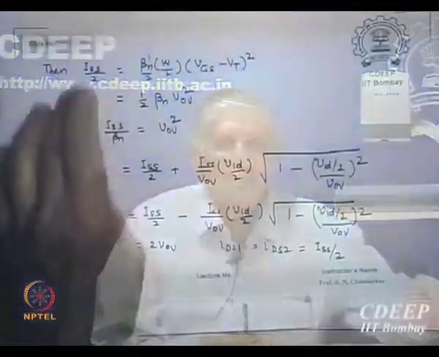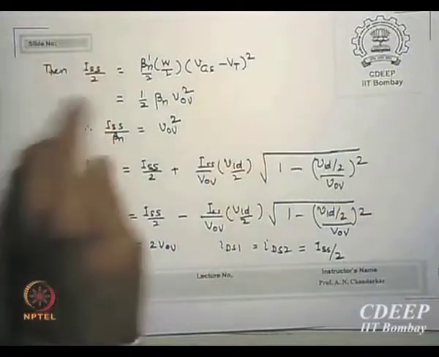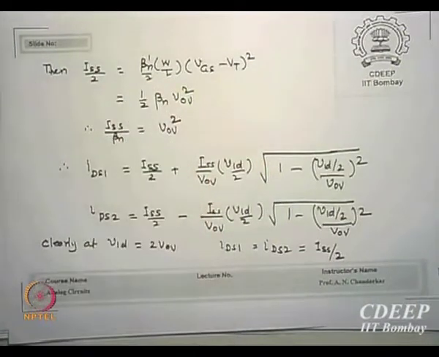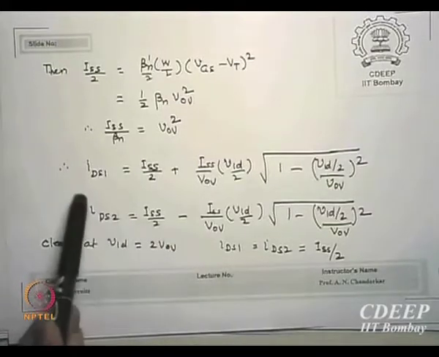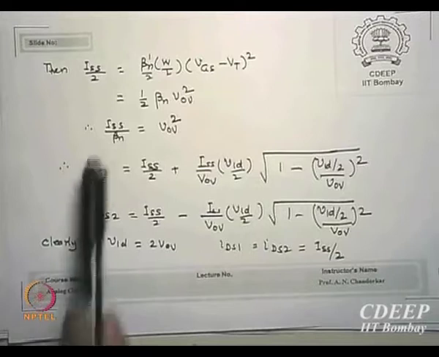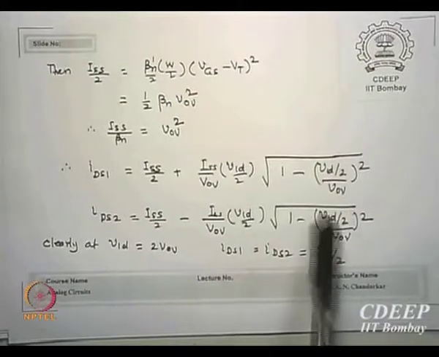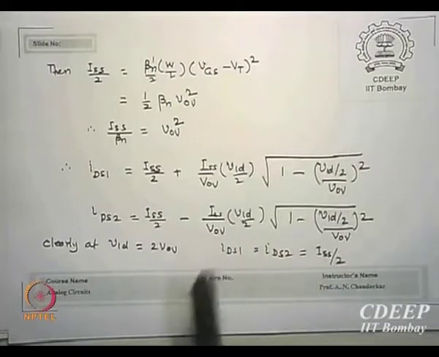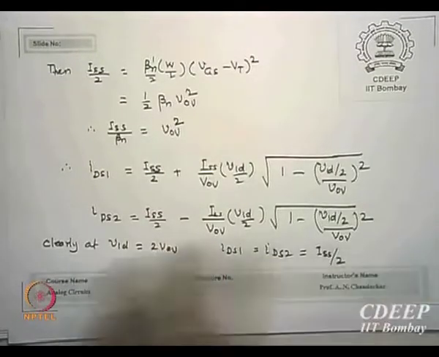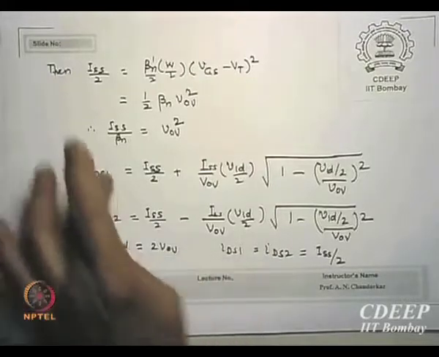However, each current is ISS by 2, which is ID1 or ID2, which I can write as beta n dash by 2 times W by L times (VGS minus VT) squared, which is beta n VOV squared. So I said ISS by beta n is equal to VOV squared. And then I substitute again ID1, ID2 in this form, so I get VID by 2 VOV, and so on. Just substitute this ISS by beta n equal to VOV squared back into the same expressions, and you get these two equations.